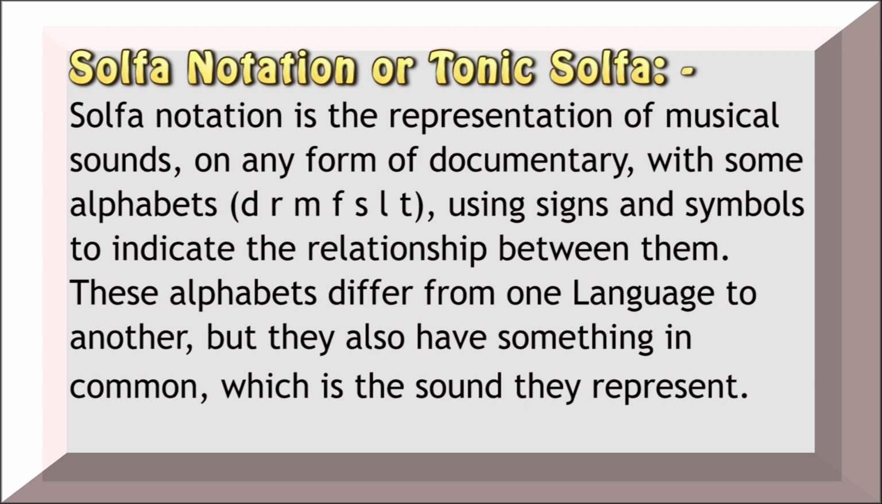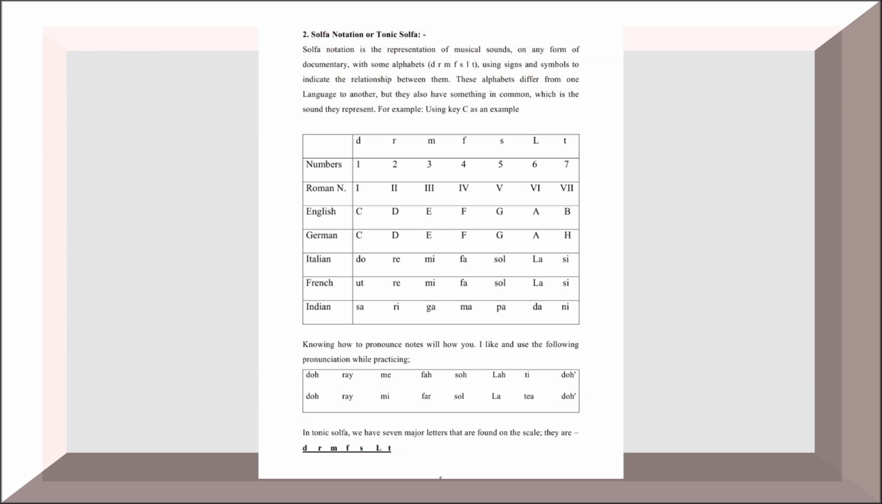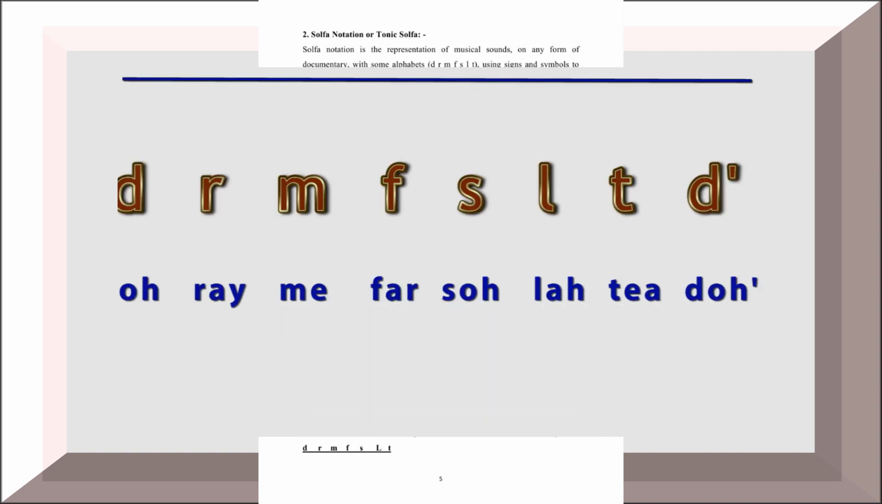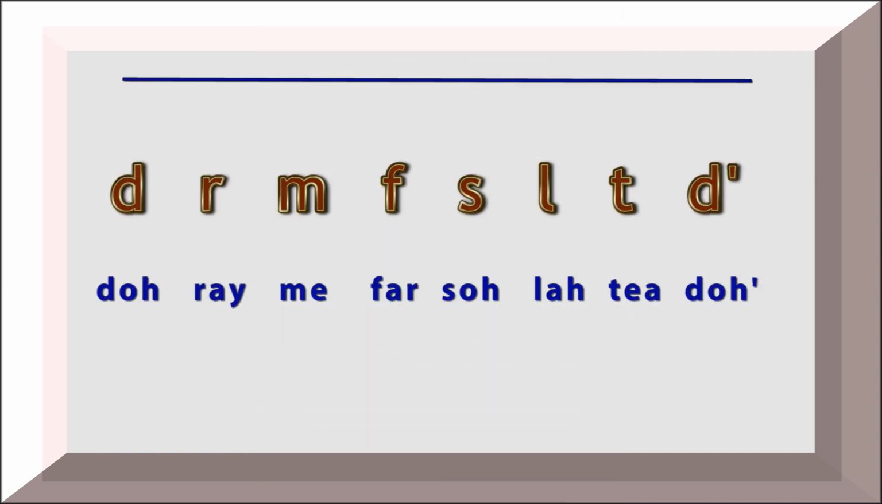SOLFA notation is the representation of musical sounds on any form of documentary with some alphabets, using signs and symbols to indicate the relationship between them. These alphabets differ from one language to another, but they also have something in common, which is the sound they represent. Knowing how to pronounce notes will help you. I would like to use the following pronunciation while practicing: do, re, mi, fa, so, la, ti, do, even though they differ in pitches. So you see how it is being pronounced.